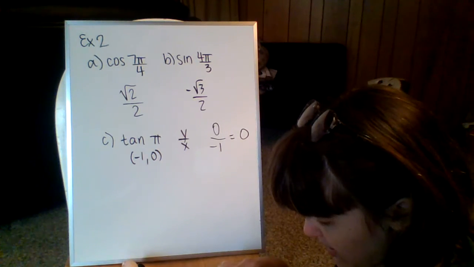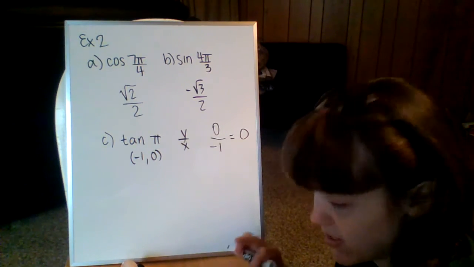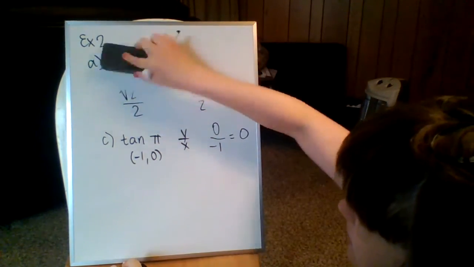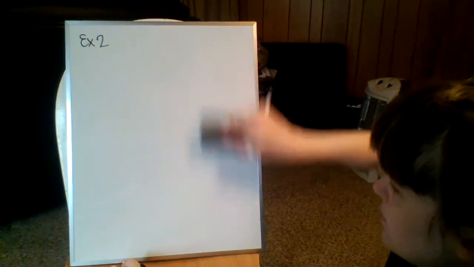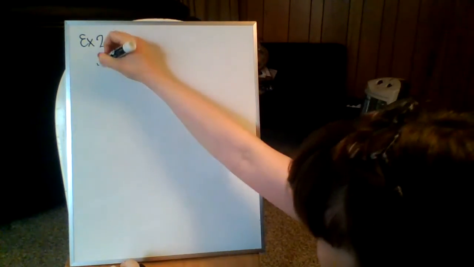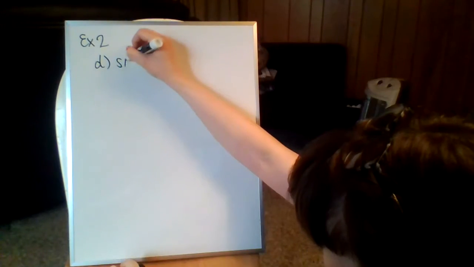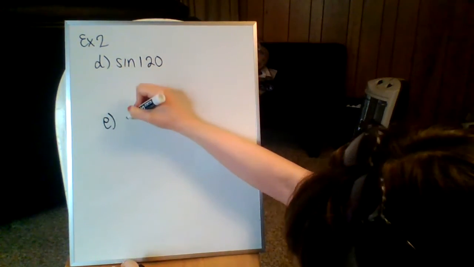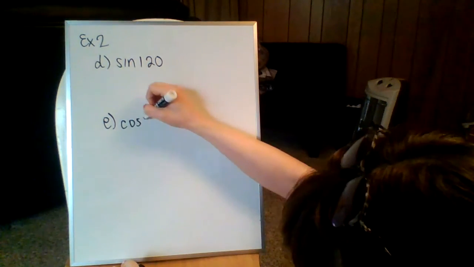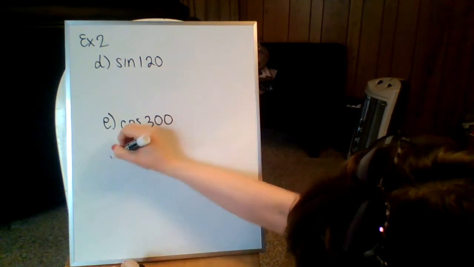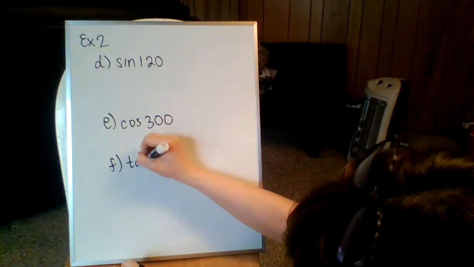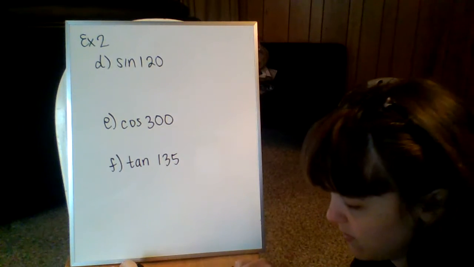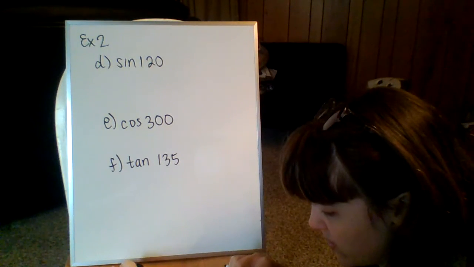Okay, so the last 3 that we have are in degree measures instead of radian measures. Part D says sine 120, and I'm just going to write the rest on here so I don't have to keep scrolling back and forth. Cosine 300 and tangent 135. Okay, so we're going to find those on our unit circle.